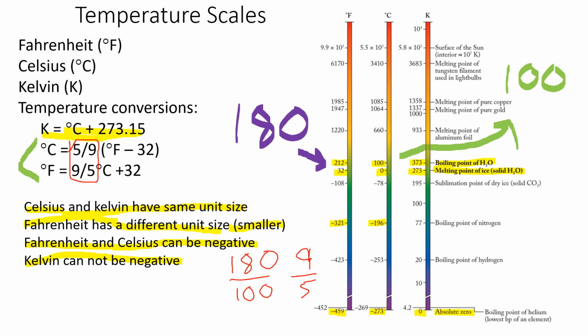So your four big takeaway points from comparing and contrasting these different temperature scales is that Celsius and Kelvin have the same unit size. Fahrenheit has a different unit size. For Fahrenheit, it's smaller. The units are smaller. We recognize that Fahrenheit and Celsius can give you negative values. Kelvin does not go negative. The lowest you could go is 0.